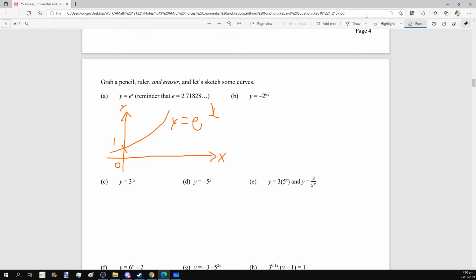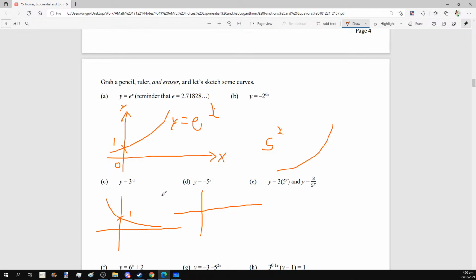Right, so let's take a look at exercise C as well. Exercise C is 3 to the power of negative x. We actually already saw this just now. This will be the classic decreasing exponential. Now exercise D is a lot more interesting. It's negative 5 to the power of positive x. Now 5 to the power of positive x, right, it's going to be like this.